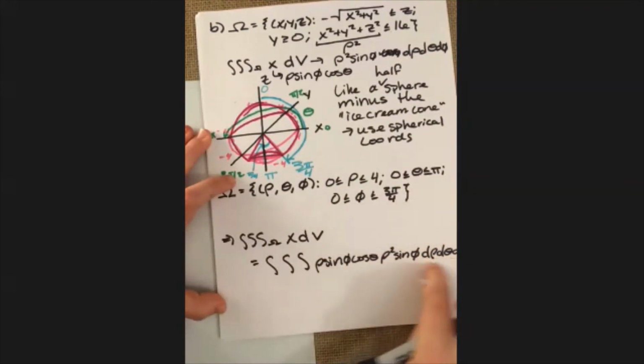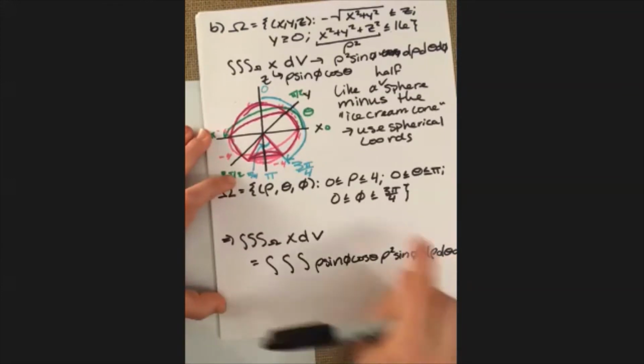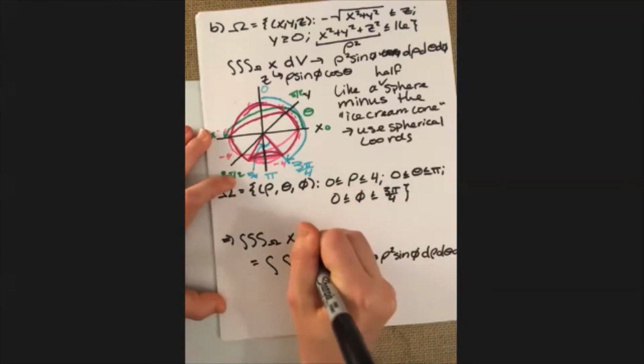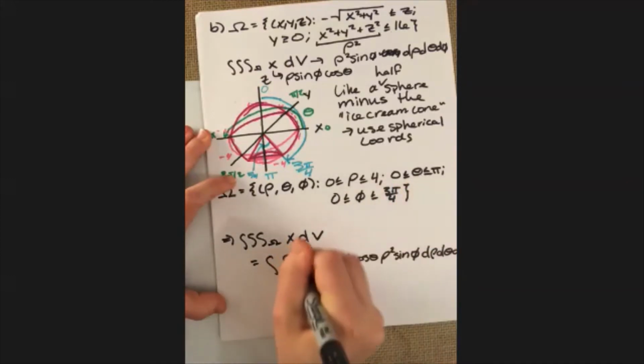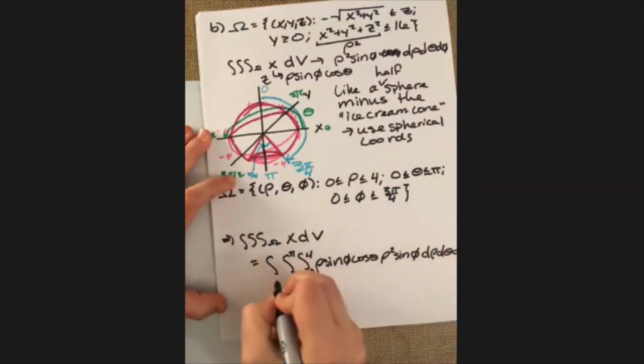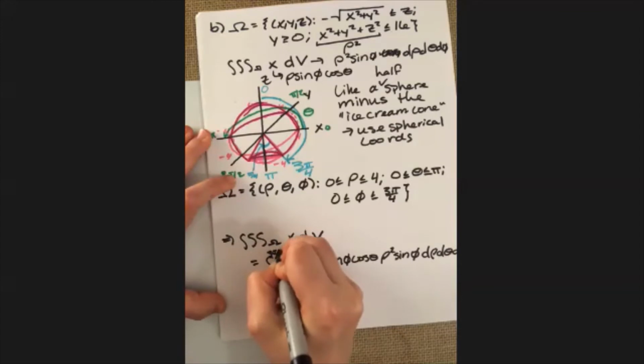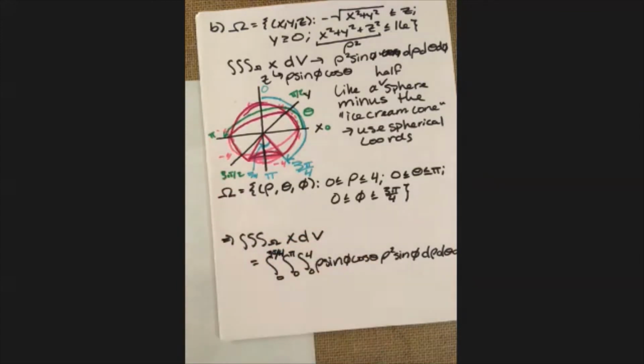And now that we have these guys lined up, I can fill in my bounds. So rho is going to go from 0 to 4, theta goes from 0 to pi, and then phi goes from 0 to 3 pi over 4. And that's pretty much all there is to that. We just have to set up the integral.